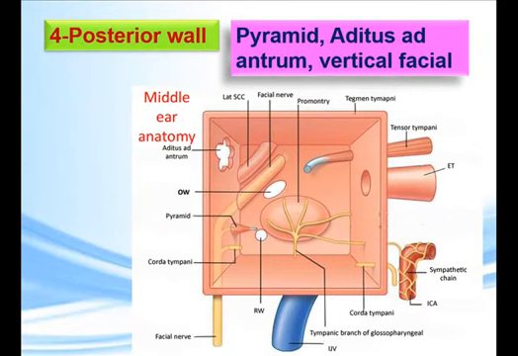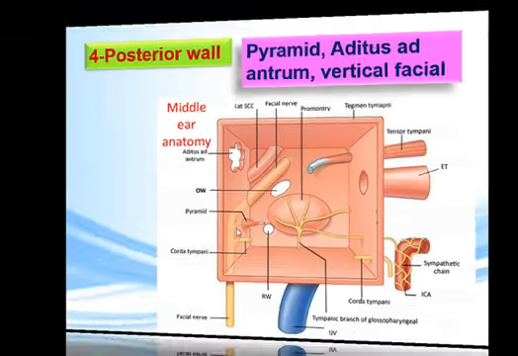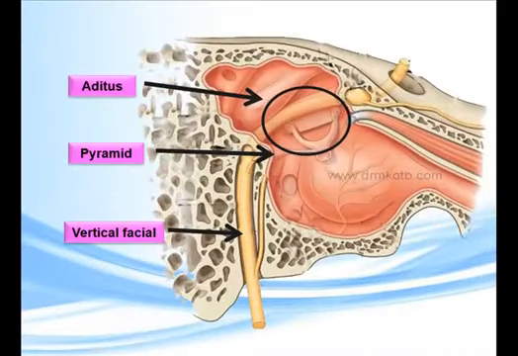Again, what is the posterior wall of the middle ear? We have talked about the roof, inferior, and anterior, and then we come to the posterior wall. There is an opening here called the aditus ad antrum. This is an elevation which is called the pyramid. Let's see what this structure is. This is the opening between the middle ear cavity and here a bone which is filled with air cells. We're going to talk about it again later on. It's called the mastoid bone.